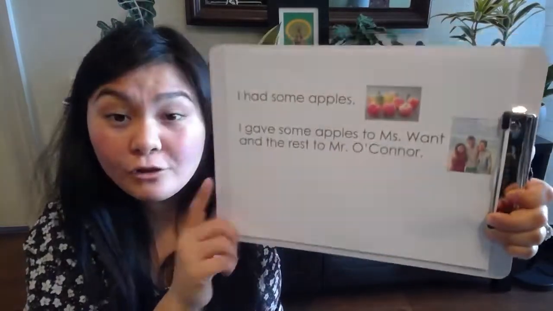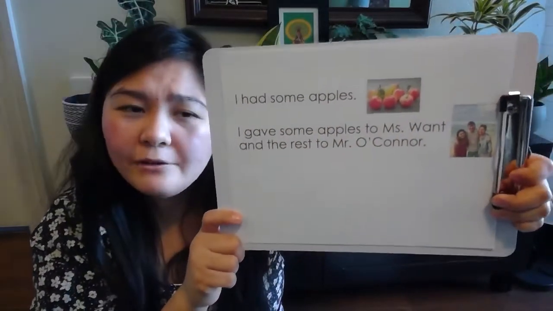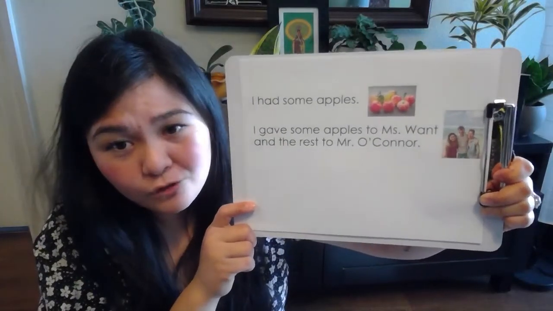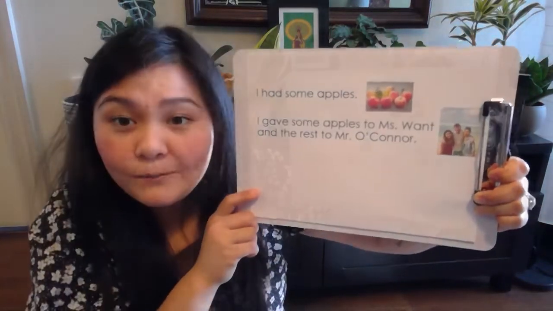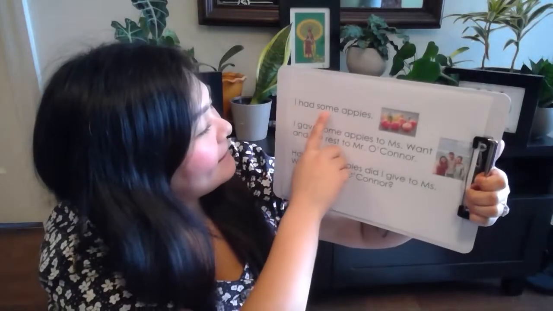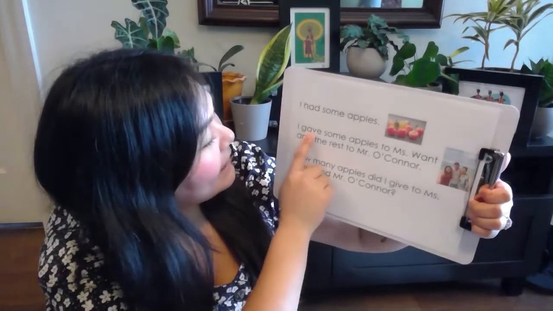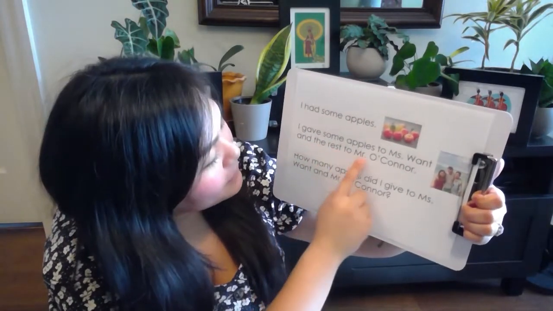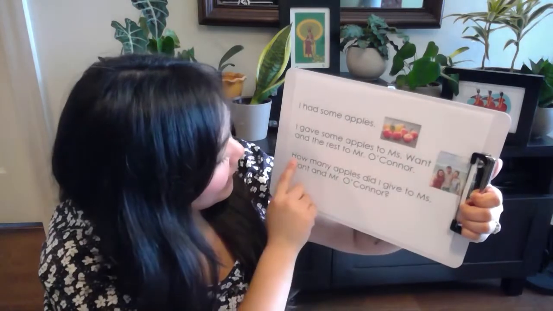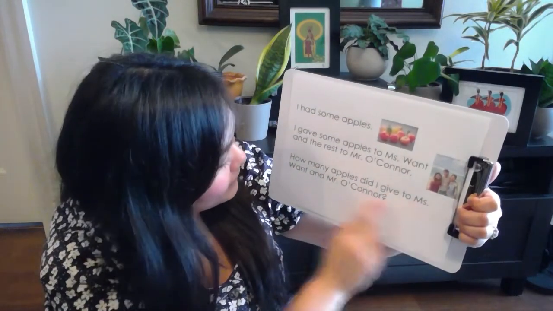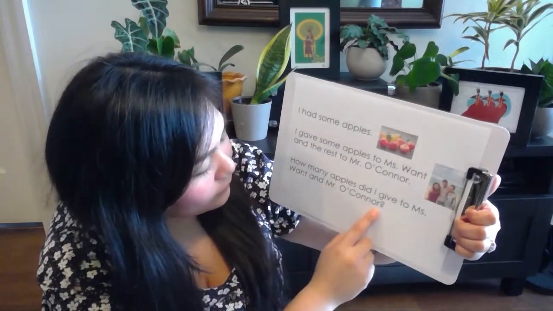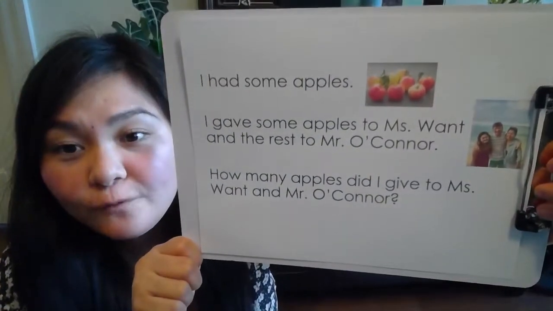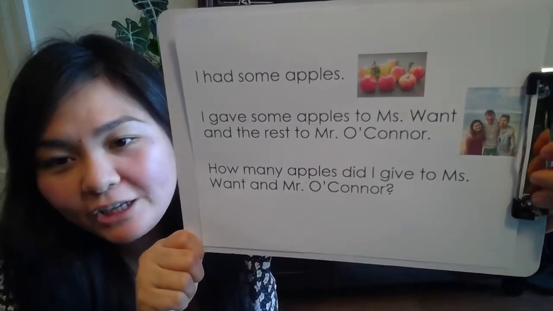But looking back at this story, I noticed that we still don't know what the author's asking us to solve. I don't see the question or the problem in the story. So let's keep reading. Ready, set, read. I had some apples. I gave some apples to Miss Swan and the rest to Mr. O'Connor. How many apples did I give to Miss Swan and Mr. O'Connor? So stop and think about what you noticed in the story now and what new information you just learned, and any wonderings that you may have.